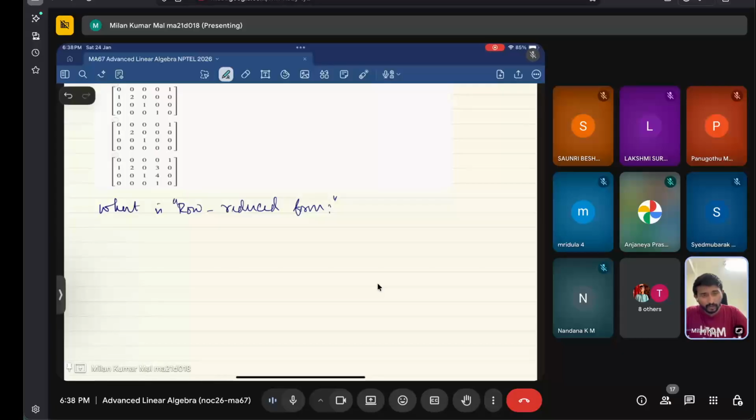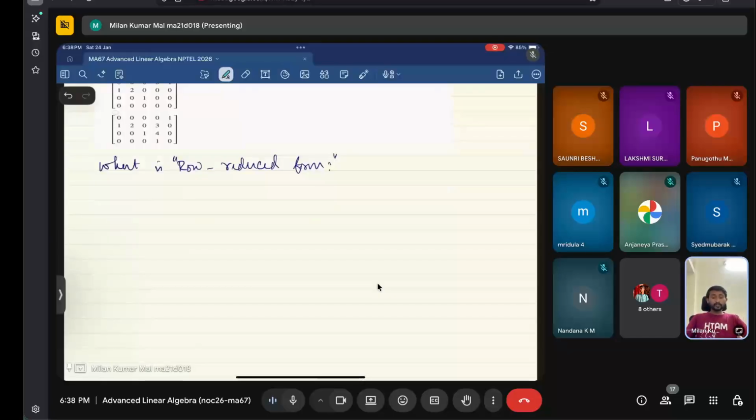So, the row reduced form. What I have said is, you have a matrix, and you can do the three types of elementary row operations, but until when? Until you get the row reduced form. So what is the row reduced form of a matrix? Suppose you are given a matrix like this, and you have started the row reduction process. You will stop when you get the row reduced form. So let's see what the row reduced form is.